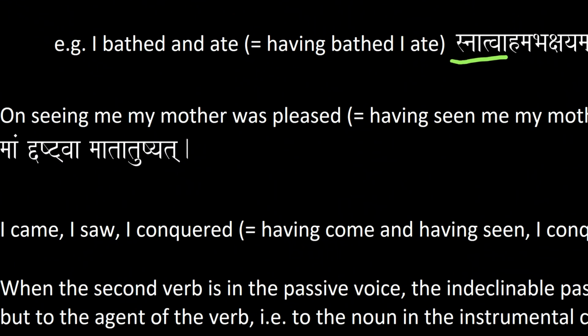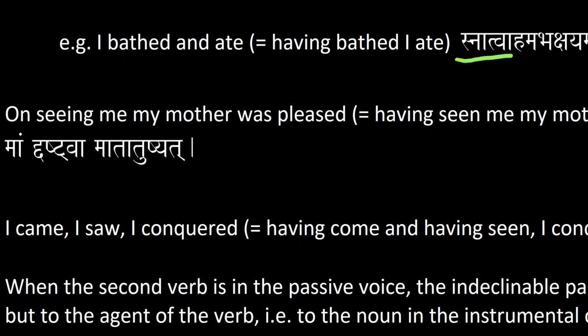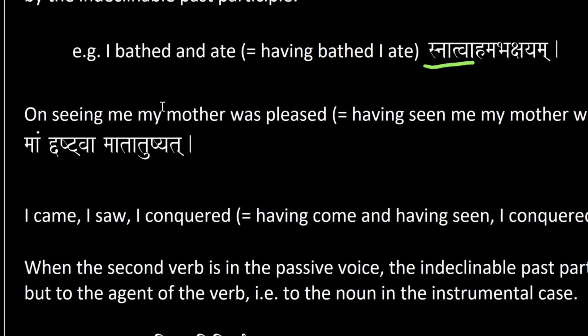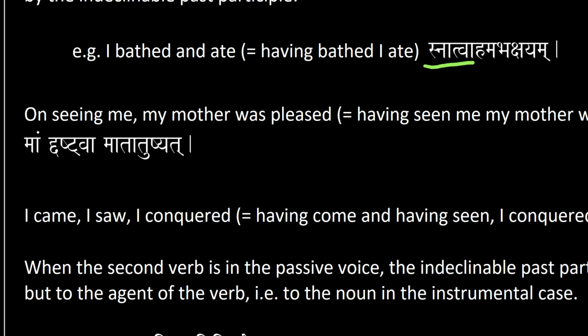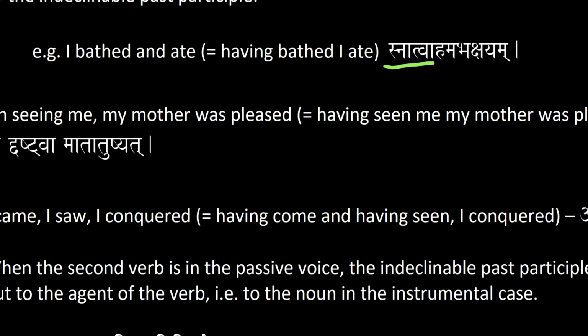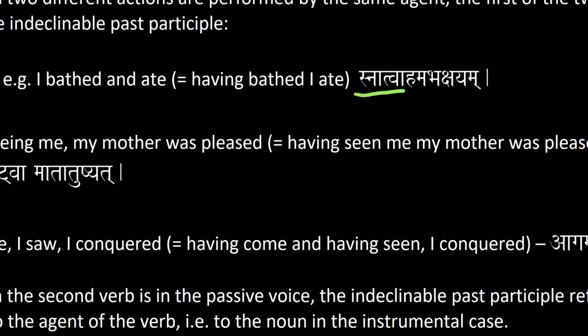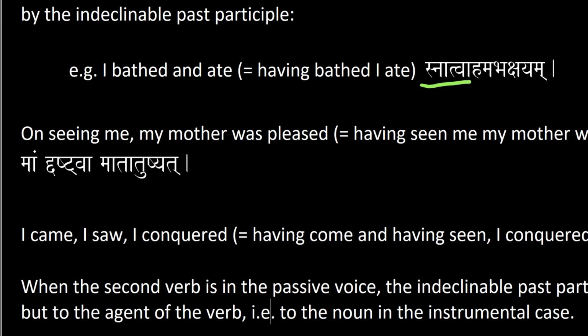Here's another example. On seeing me, my mother was pleased. Another way of saying that is having seen me, my mother was pleased. So, mam is me. Look, the tva is coming up again. Having seen. This is the first action. On seeing me, my mother was pleased.